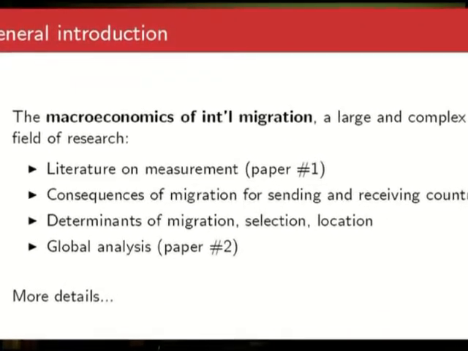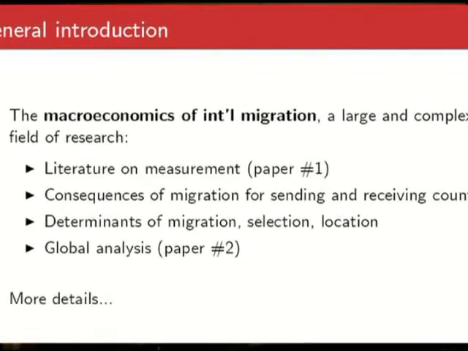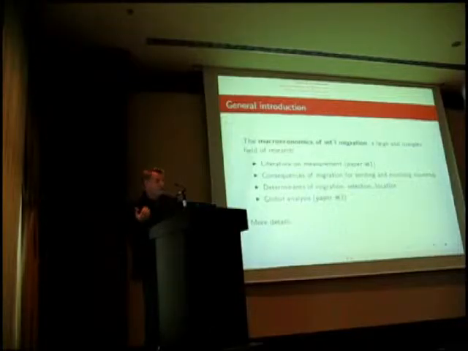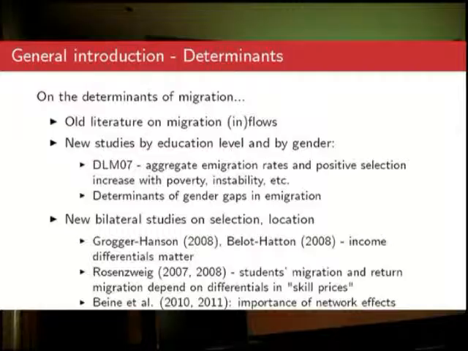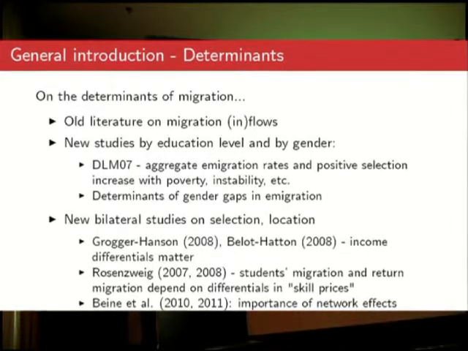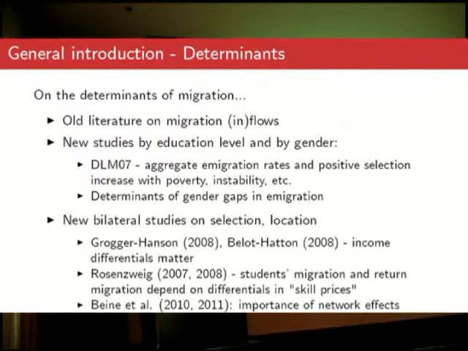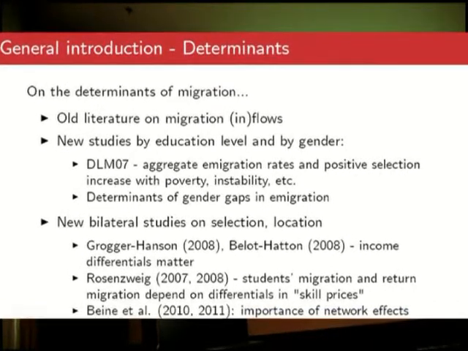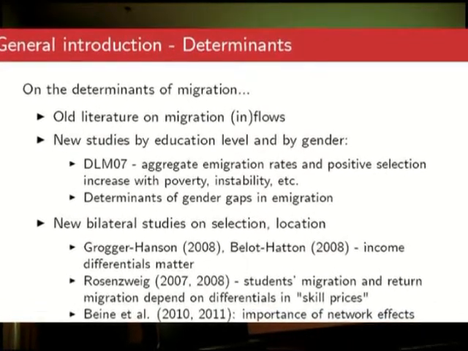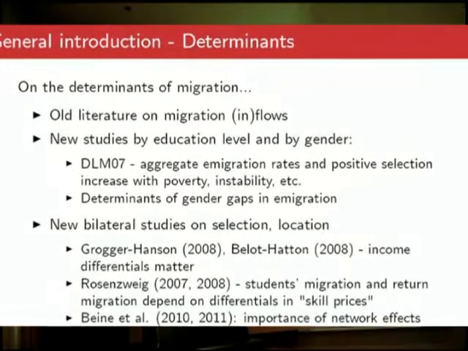So first, the macroeconomics of international migration is a very broad and complex area of study. It's broad because when you deal with migration, you can study immigration, or emigration. You can study the determinants of migration or the implications for the countries involved. And when you deal with the consequences, migration has to do with labor market issues, with public finance issues, with growth and development issues, even sociological, political issues. So it's a very broad area of research.